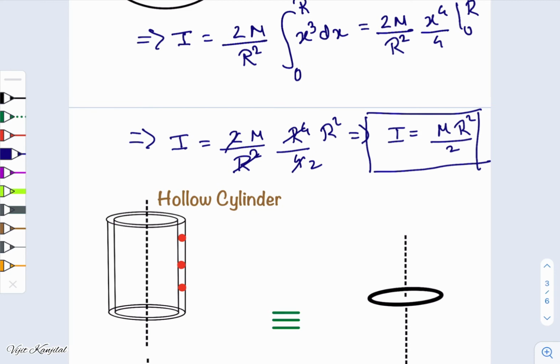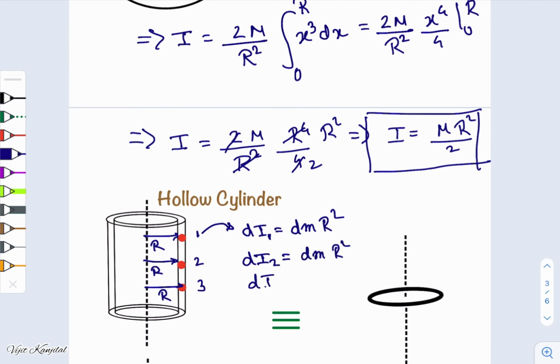So in this hollow cylinder, let us consider three elemental masses indicated by red color. Let us consider the small elemental point masses as 1, 2 and 3. We can clearly see that all the three masses are located at the radial distance r from the axis of rotation. So the moment of inertia of each of these masses, dI, would be nothing but, if the elemental mass of each point mass is dm, each of them would be dm r square. For point 1 it would be dm r square, for element 2 it would be dm times r square, even for the elemental point mass 3 it would be dm times r square.